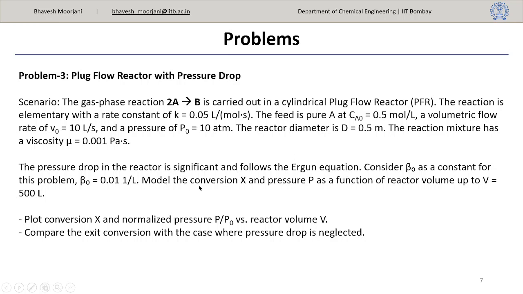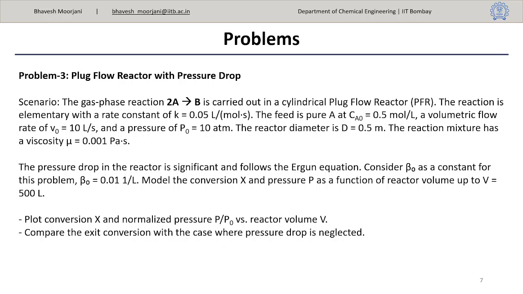Now what we have to model is the conversion and the pressure as a function of reactor volume, up to 500 liters. So plot conversion versus P by P0 ratio, which is your pressure at a given point divided by P0, versus reactor volume. Compare the exit concentration with the case where pressure drop is neglected.